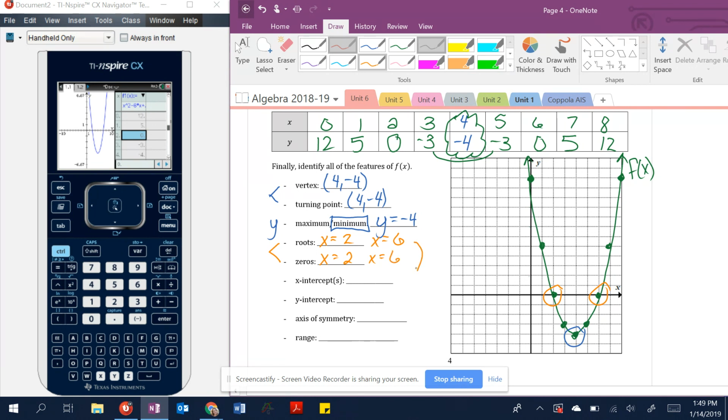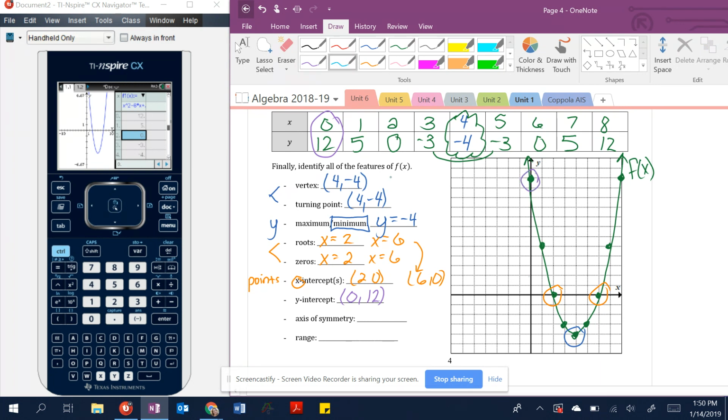X-intercepts are very similar. However, the x-intercepts are points. So I'm just going to take some notes down off to the side. So this is a point 2, 0 and 6, 0. The y-intercept is a point, and that's a point 0, 12. You can see it in the table here. You can see it on the graph there.